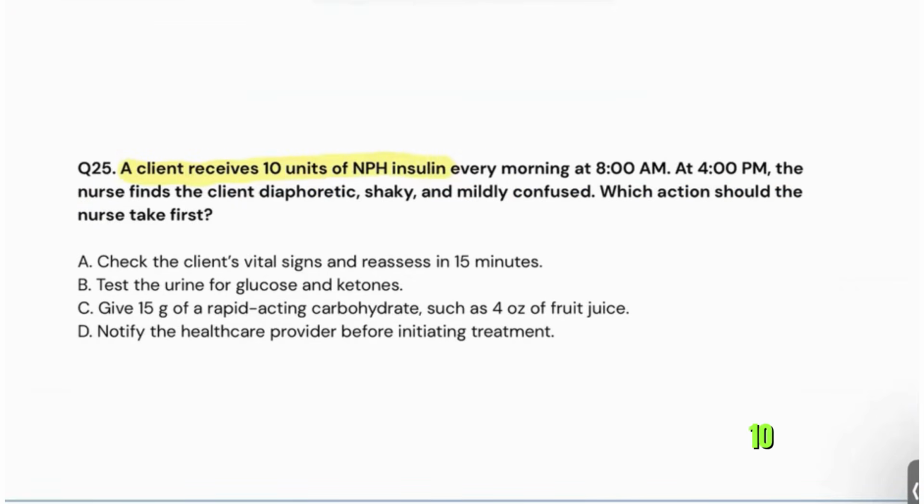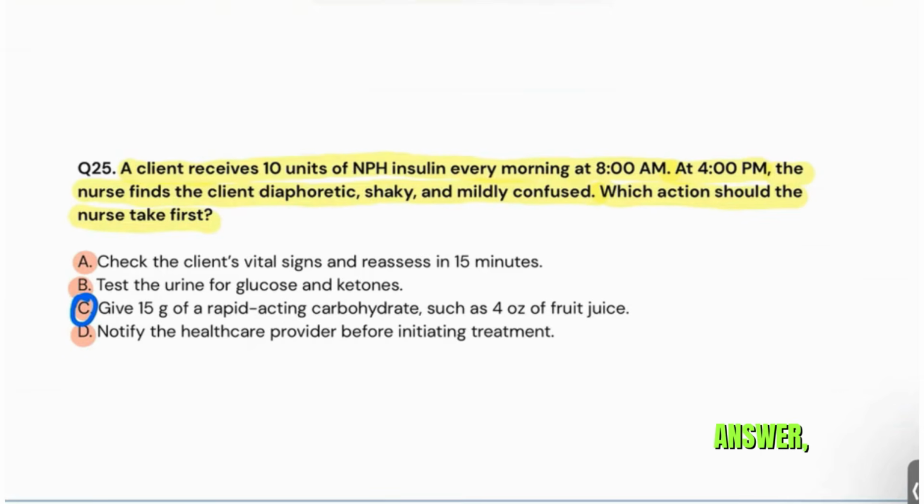A client receives 10 units of NPH insulin every morning at 8 a.m. At 4 p.m., the nurse finds the client diaphoretic, shaky, and mildly confused. Which action should the nurse take first? A. Check the client's vital signs and reassess in 15 minutes. B. Test the urine for glucose and ketones. Letter C. Give 15 grams of rapid-acting carbohydrates such as 4 ounces of fruit juice. Or letter D. Notify the healthcare provider before initiating the treatment. Pause the video.